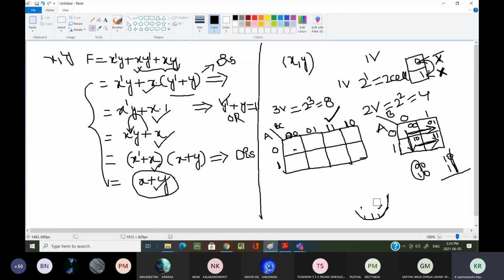Now what I have written is correct only, don't worry. What is the first row, first cell value? 0, 0, 0. Now what is the second cell value? 0, 0, 1. What is the third cell value? 0, 1, 1. What is the fourth cell value? 0, 1, 0. What is the fifth cell value? 1, 0, 0. What is the next cell value? 1, 0, 1. What is the next cell value? 1, 1, 1. What is the next cell value? 1, 1, 0.